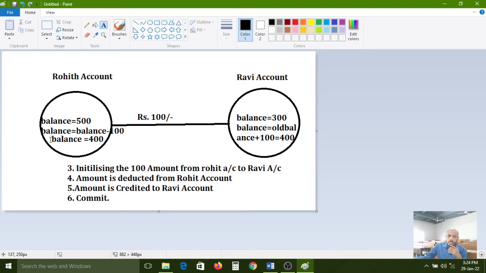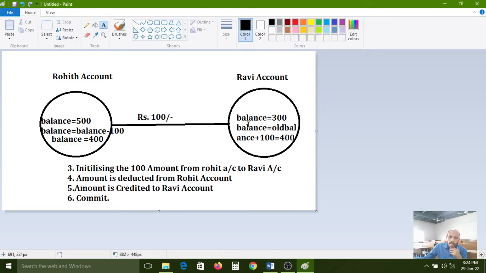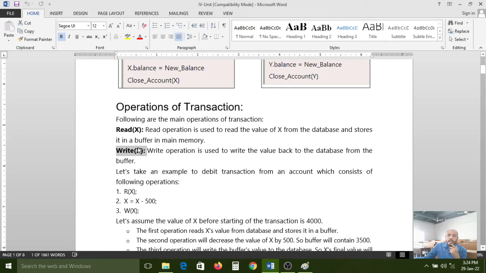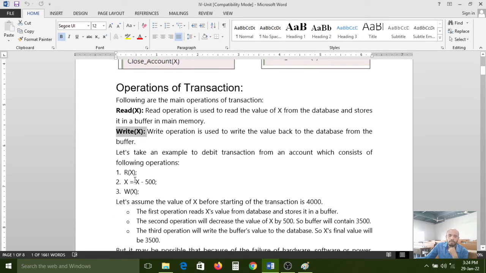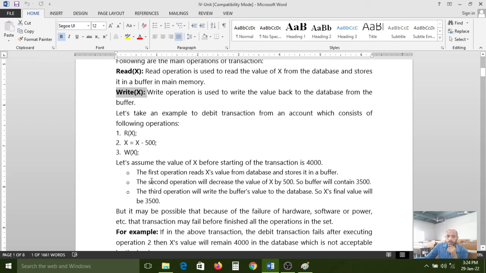So this is a write operation. After updating, the balances should be written in our database, in Rohit's account and also in Ravi's account. So like that, write operations can be performed. Okay, so in a single transaction, either we have to do a read operation or a write operation.